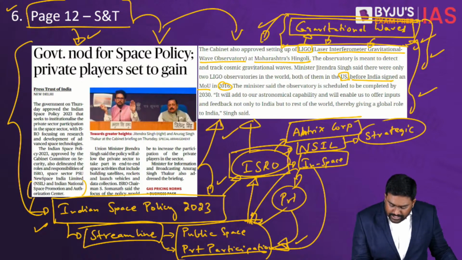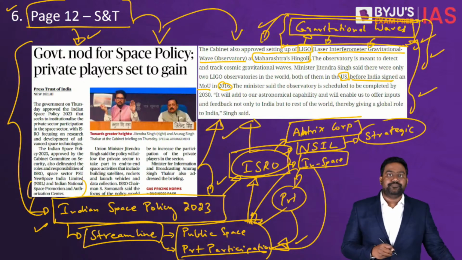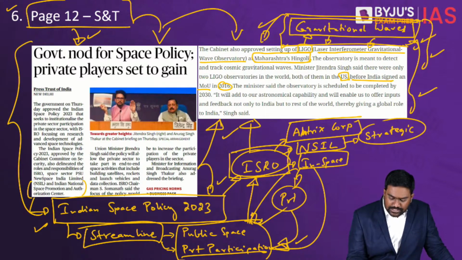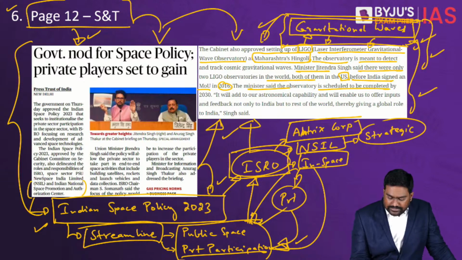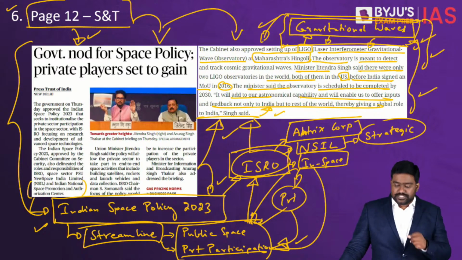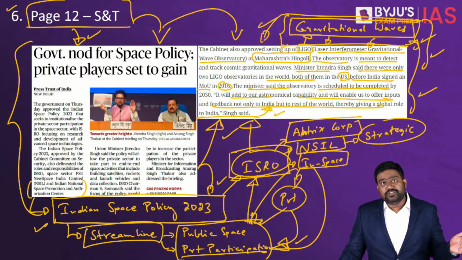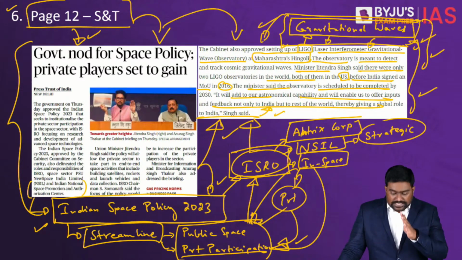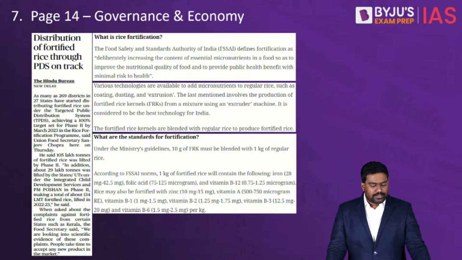It will come up in the Hingoli district of Maharashtra. In the Hingoli district of Maharashtra, the LIGO observatory in India will come up, and the Union Cabinet has approved this project, and very soon India will be leading this field of space research and gravitational wave research along with the US and other leading countries. So that's an important fact for your prelims.